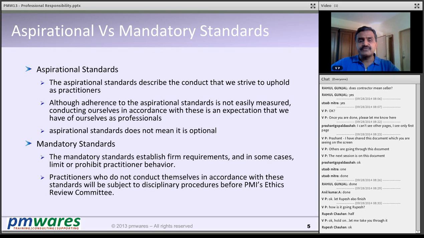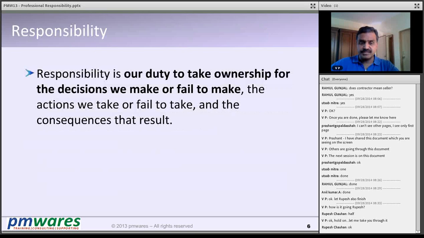The only difference between mandatory and aspirational is this: in the mandatory standards it is easy to recognize the violation, while with the aspirational ones it is not so easy to identify the violation, and therefore they are called aspirational. It means you watch yourself obeying them. As such, in both cases it is true, but the things which are a little difficult to measure are kept as aspirational standards. That's the simple definition.